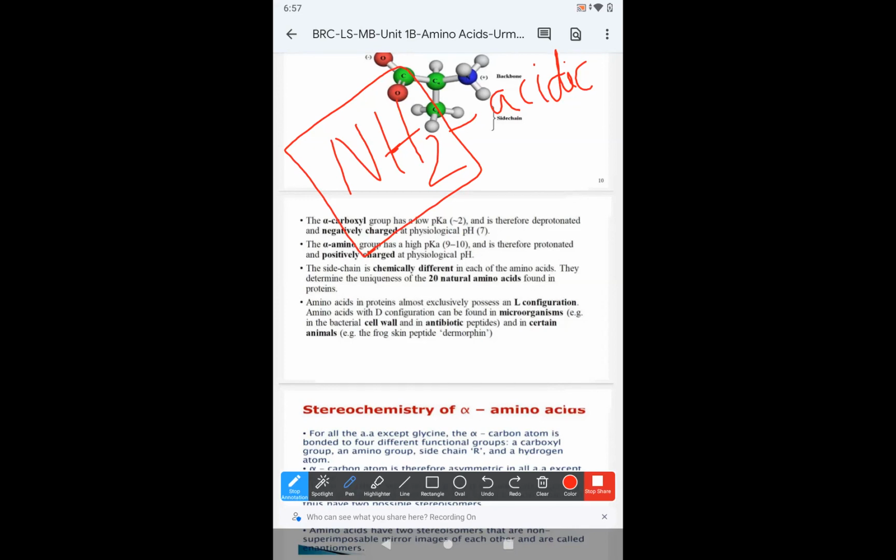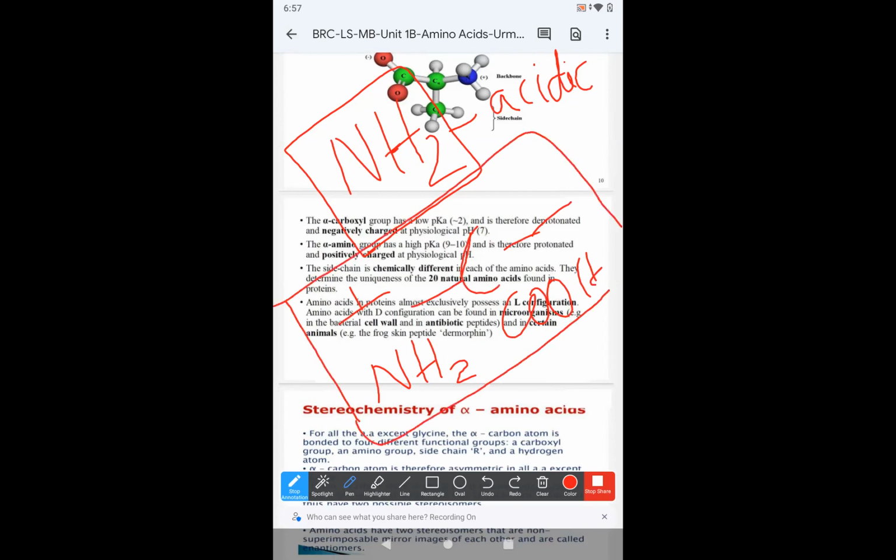So here two different groups are there, NH2 and COOH. NH2, you know very well, has a positive charge. COO minus has a negative charge. So the amino acid contains both positive and negative, so the amino acid is neutral in nature. But this neutrality depends on the side chain.